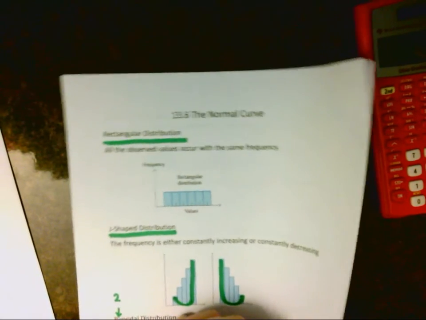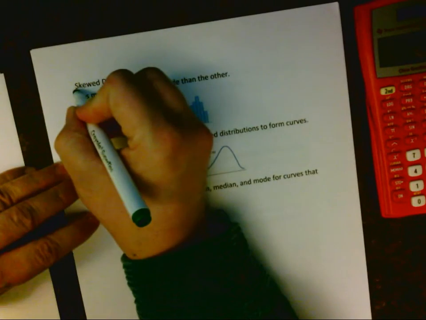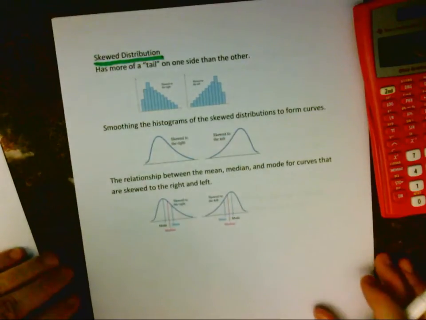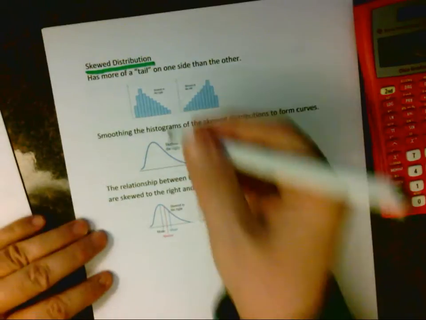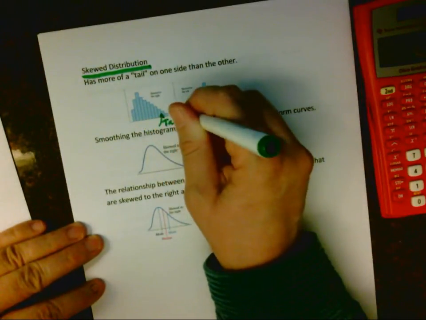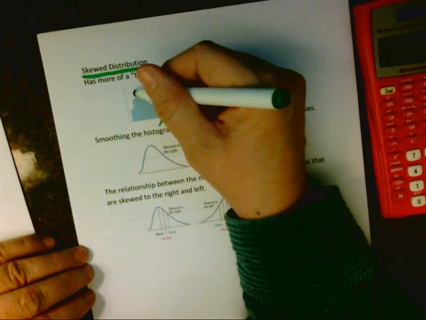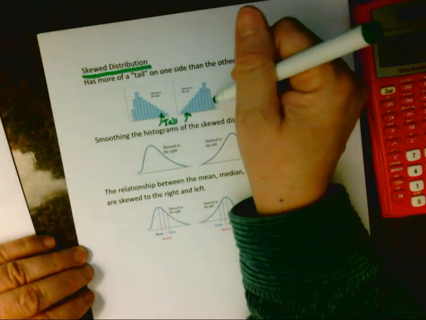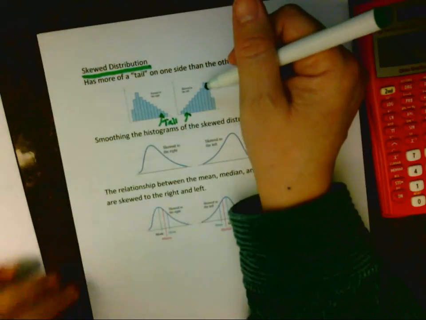Okay. The next type of distribution is called a skewed distribution. This has more of a tail on one side than the other. This end that's sticking out over here is called a tail. Over here, it's the tail right there, right? The tail is the part that's sticking out, and so we have kind of a hump and then a tail. Here the tail comes first, and then the peak. Most of the data is, the blue represents the data for the distribution.